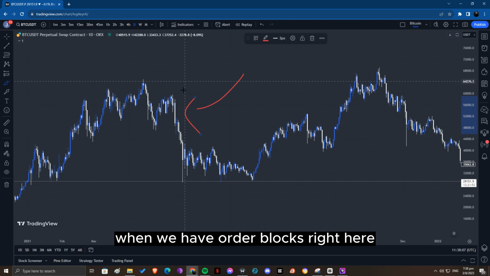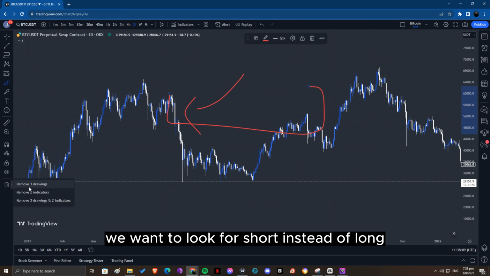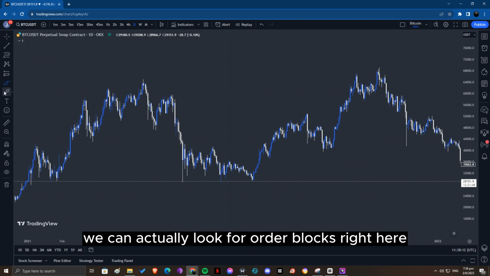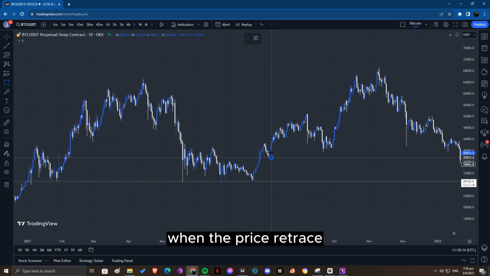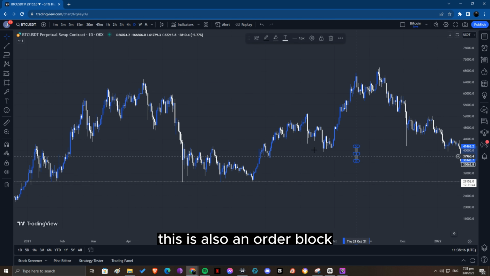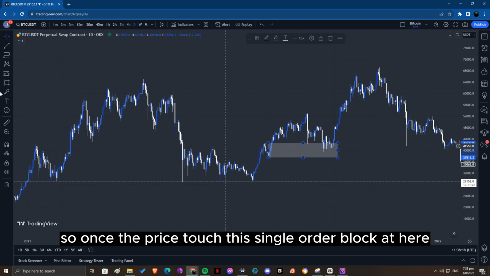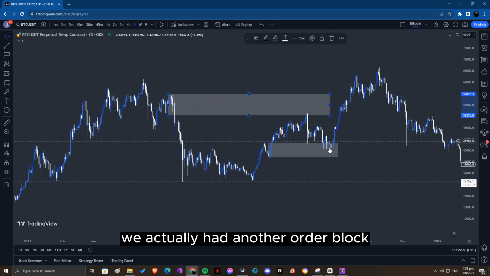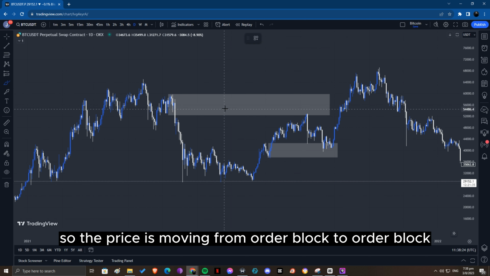When we have order blocks right here, we want to look for shorts instead of longs. At the same time, we can look for order blocks right here. When the price retraces, this is also an order block. So once the price touched this single order block here, we actually had another order block. So the price is moving from order block to order block.